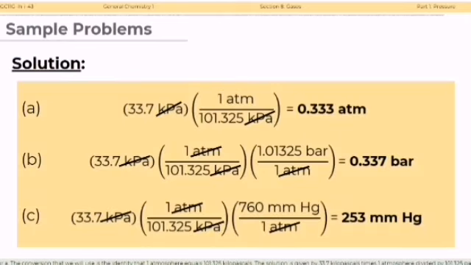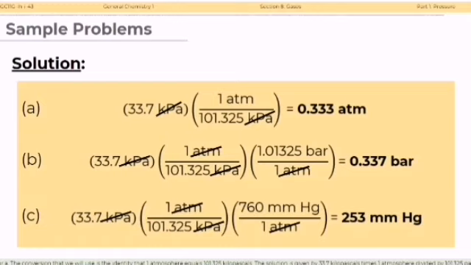Here are the solutions. For A, the conversion that will be used is the identity that 1 atmosphere equals 101.325 kilopascals. The solution is given by 33.7 kilopascals times 1 atmosphere divided by 101.325 kilopascals, giving a value of 0.333 atmosphere.